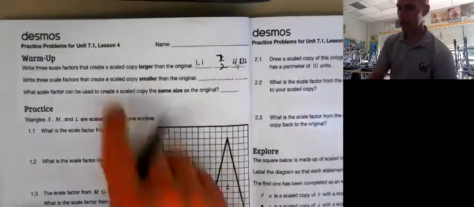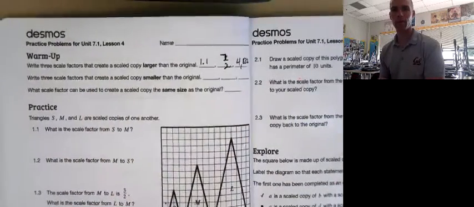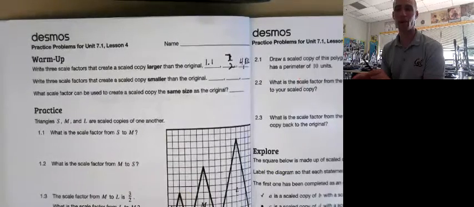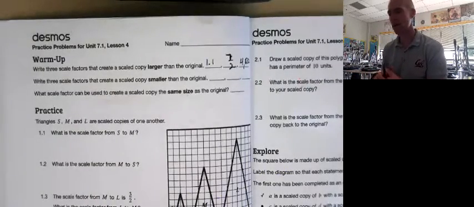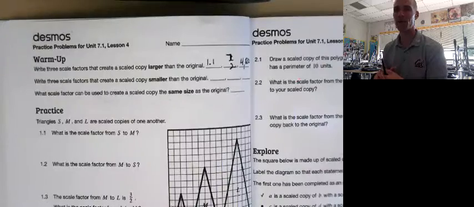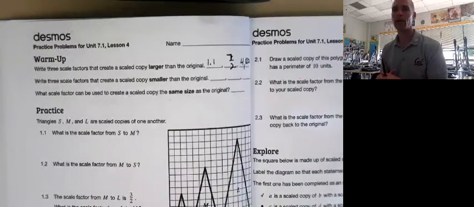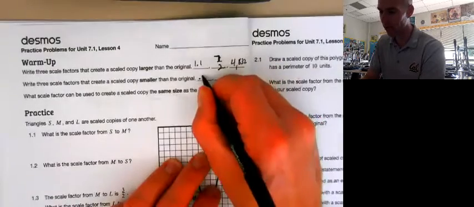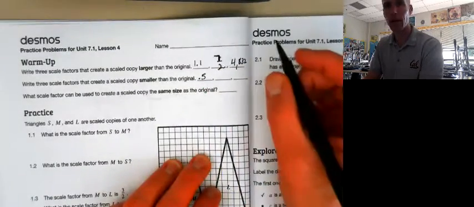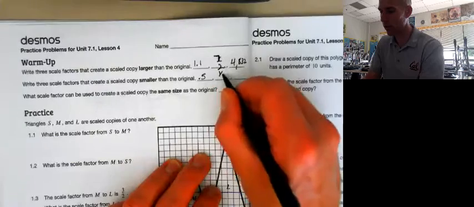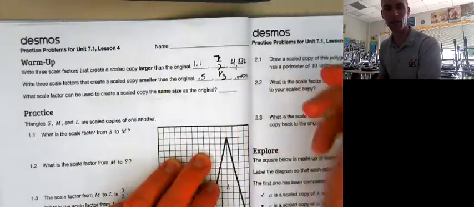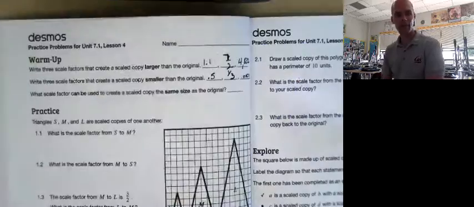Write 3 scale factors that create a scaled copy smaller than the original. And so in class, I usually say this could be any scale factor smaller than 1, but to be more specific or precise, these are any scale factors greater than 0 and smaller than 1. So all those little decimal and fraction numbers we know, like 0.5. I don't usually write the 0 though. Maybe 1/3. And how about something really small, 0.0001? That'd be a really small scaled copy of something.